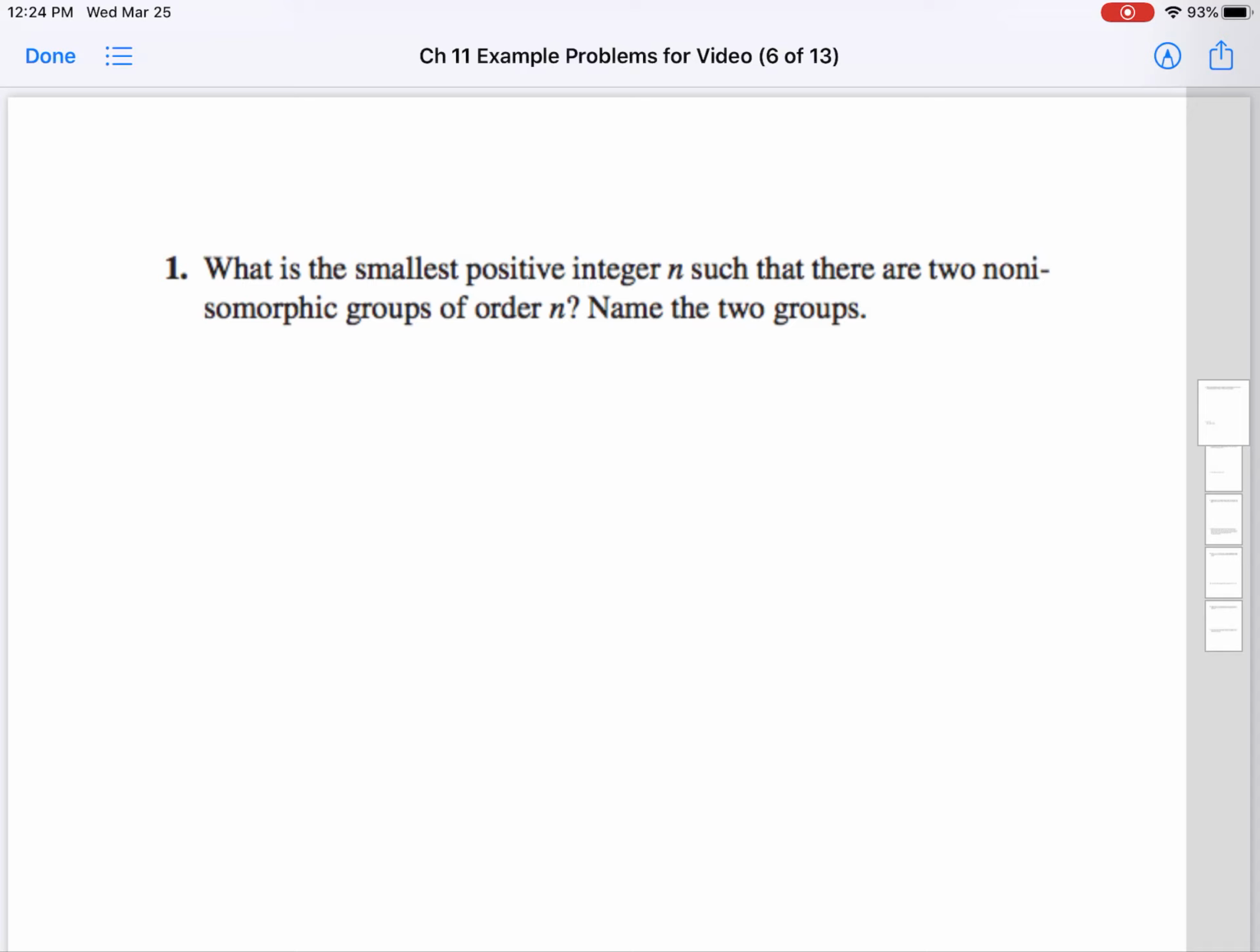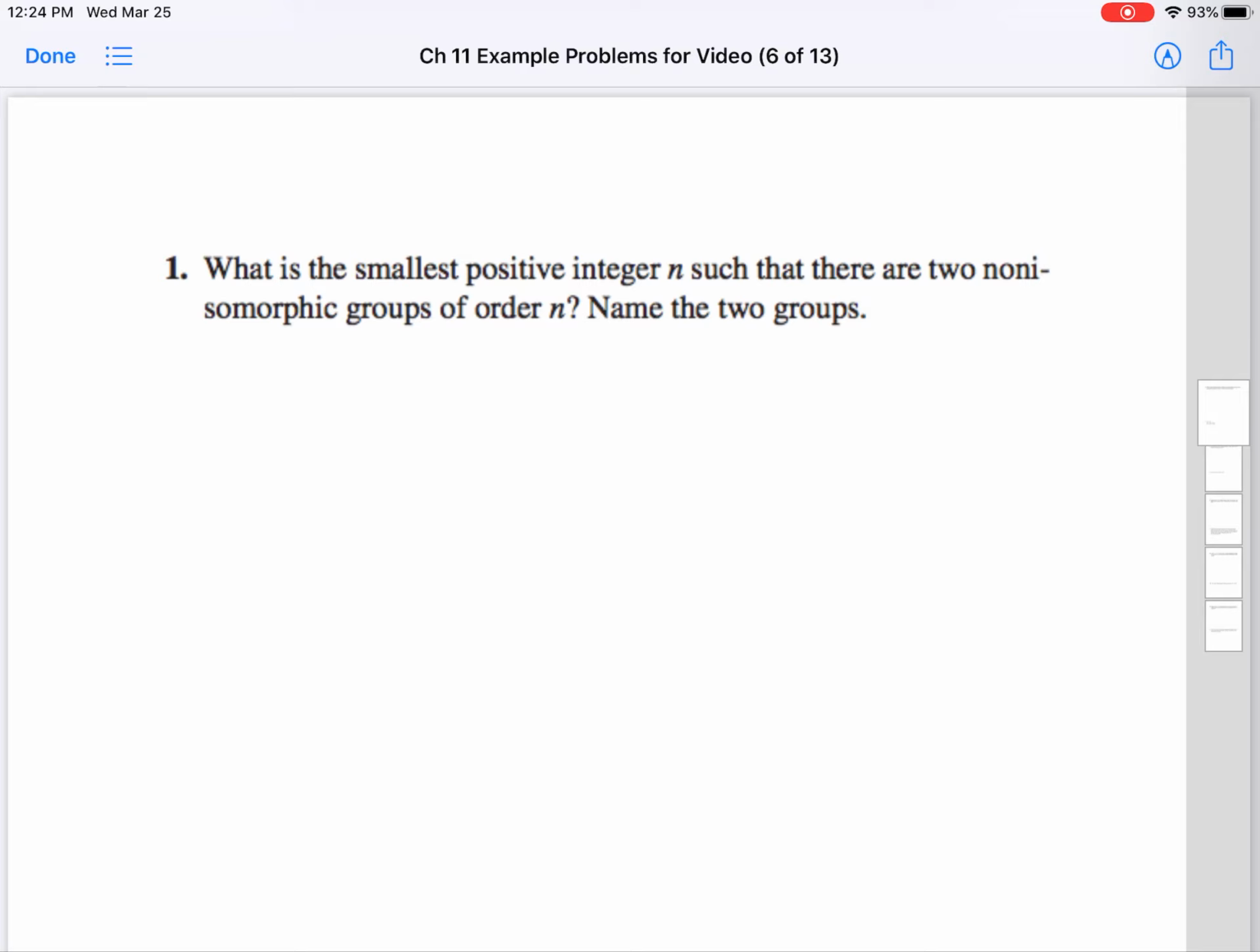All right, we're doing Chapter 11 example problems, and I've got 5 problems here that we're going to go through. The first one is number 1 from Chapter 11 in your textbook. It says, what is the smallest positive integer n such that there are 2 non-isomorphic groups of order n? Name the 2 groups.